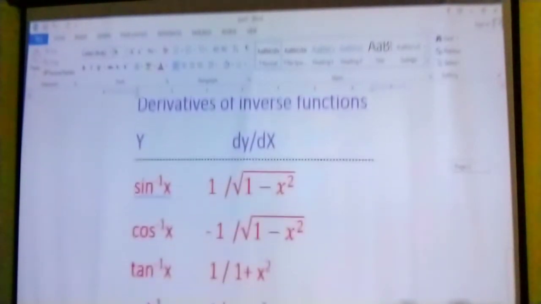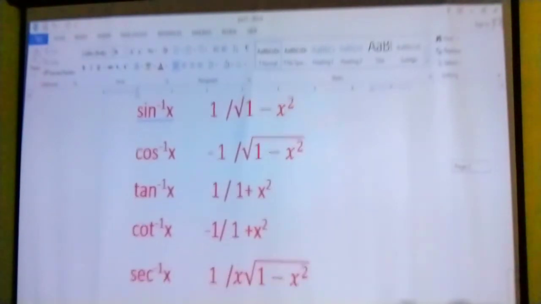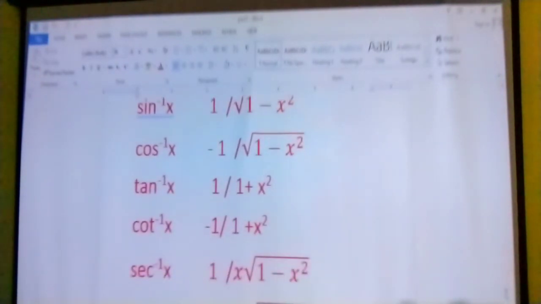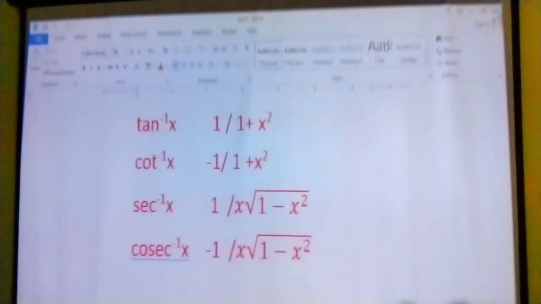You also need to know the derivatives of inverse functions. Sin inverse x is 1 by root of 1 minus x square, and cos inverse x is minus 1 by root of 1 minus x square. Tan inverse x is 1 by 1 plus x square, and cot inverse x is minus 1 by 1 plus x square. Secant inverse x is 1 by x root of x square minus 1, and cosecant inverse x is minus 1 by x root of x square minus 1.